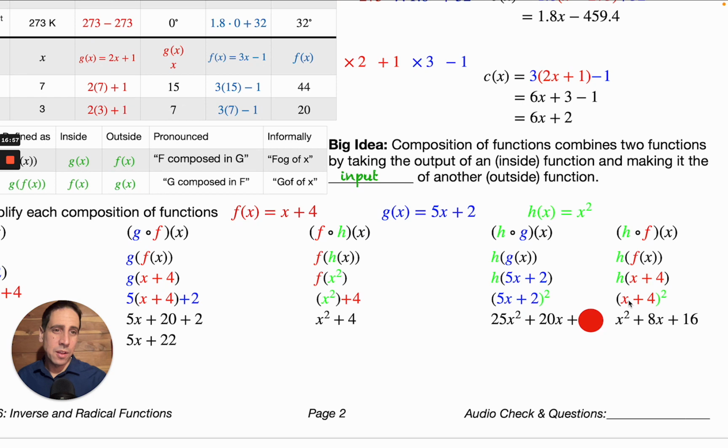And again, this is going to be a plus b squared. The a term is x, the b term is 4. And so when you square it, you get a squared plus 2ab plus b squared. That's x squared plus 8x plus 16.